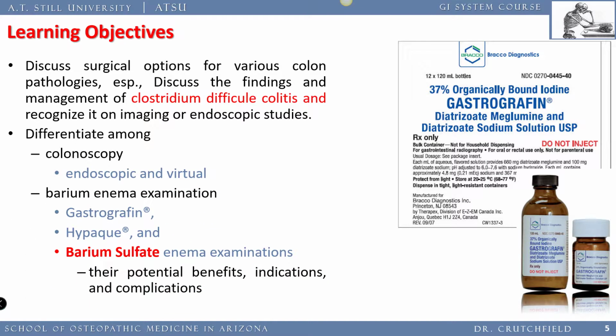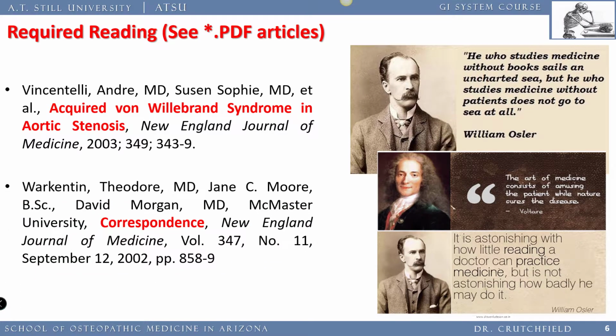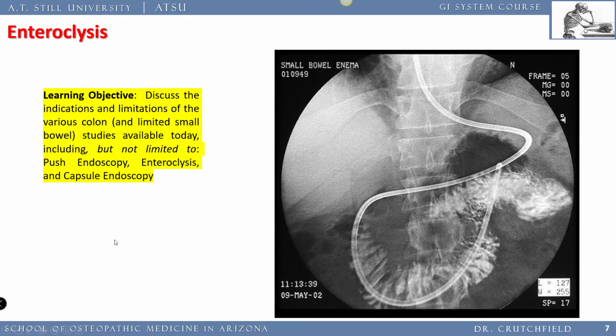We need to differentiate among endoscopic and virtual colonoscopy, as we just mentioned, barium enema examinations, what they're indicated for, and what are some of the complications of using Gastrografin, Hypaque, or barium sulfate. Some required reading, which I have attached, is mostly about acquired von Willebrand syndrome and aortic stenosis, otherwise known as Heyde syndrome, with the associated correspondence that it generated. So here's a good example of an image for enteroclysis.